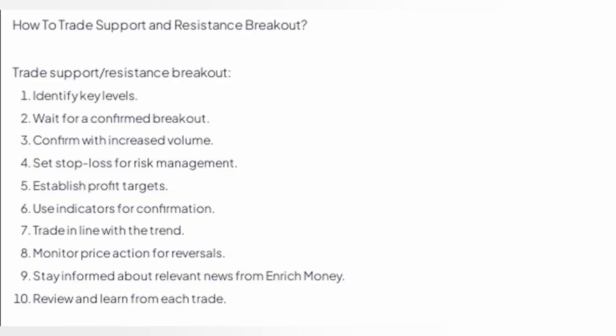How to trade support and resistance breakout. Trade support/resistance breakout. Identify key levels. Wait for a confirmed breakout. Confirm with increased volume. Set stop loss for risk management. Establish profit targets. Use indicators for confirmation. Trade in line with the trend. Monitor price action for reversals.